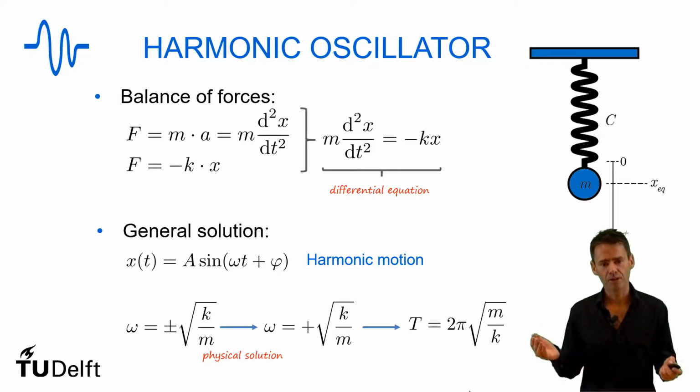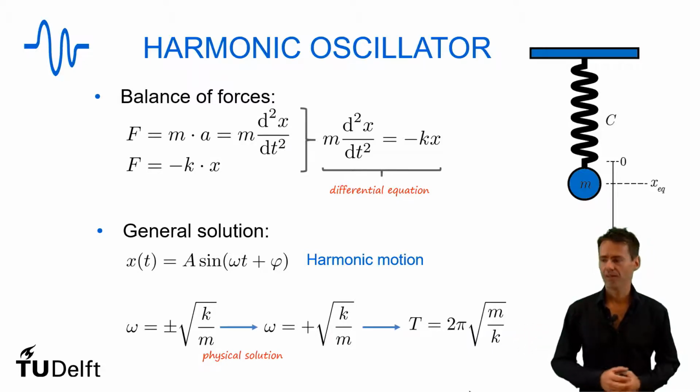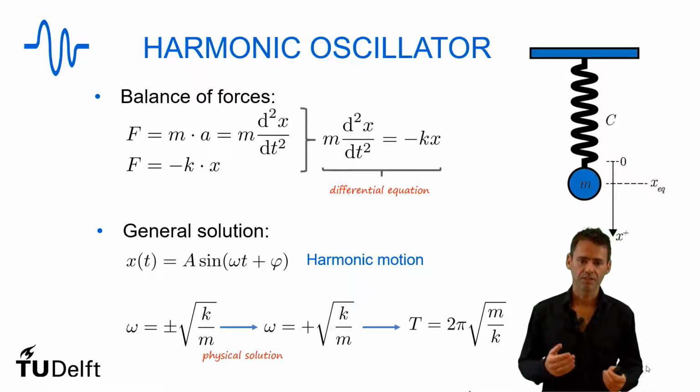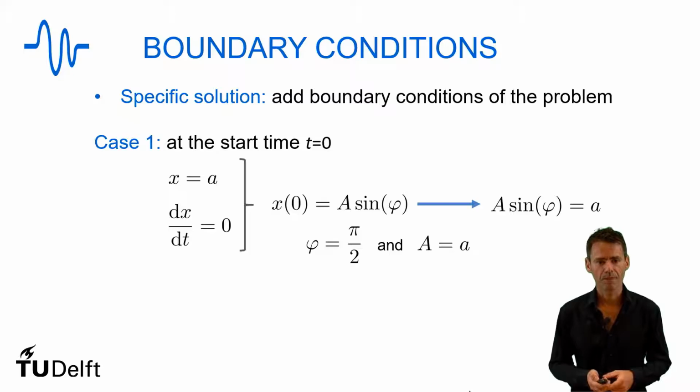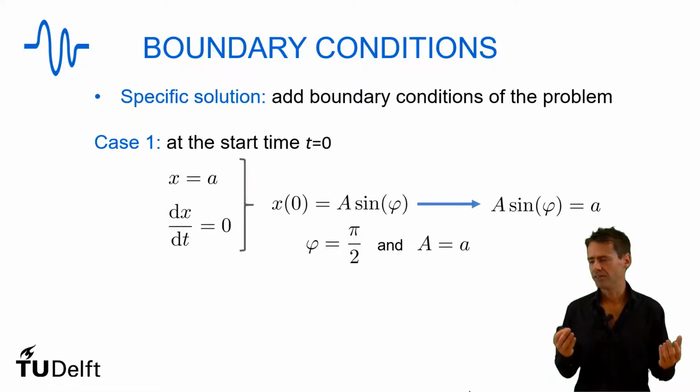Now we have found the value for omega, but what are phi and A? These are not so easy to find. For this, we have to specify the boundary conditions of this problem, and then we can find the most general solution.